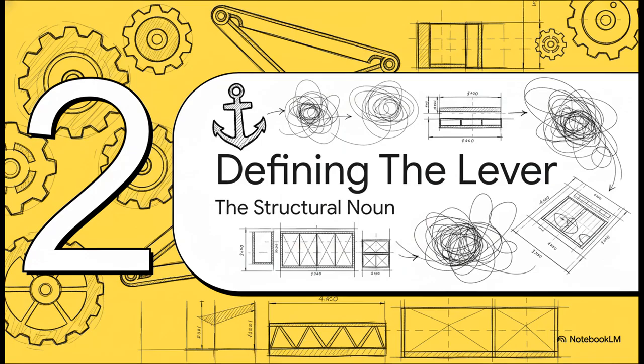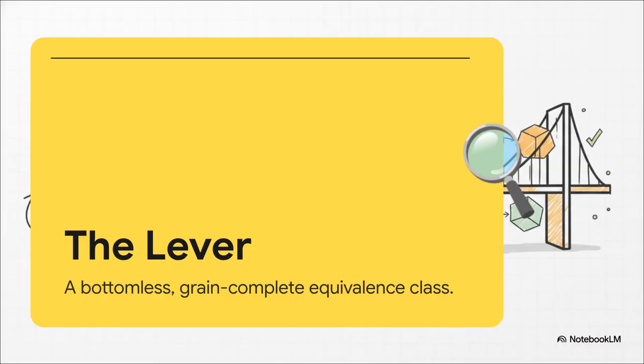Which brings us to Section 2, defining the lever. If we need a noun to escape this trap of endless verbs, what exactly is the structural noun we're looking for? Well, enter the lever. So, what is this formal object? The source material defines the lever as a bottomless, grain-complete equivalence class. And formally speaking, this is defined as the quotient space R over G.